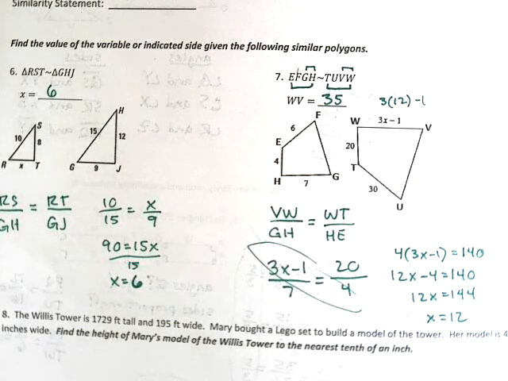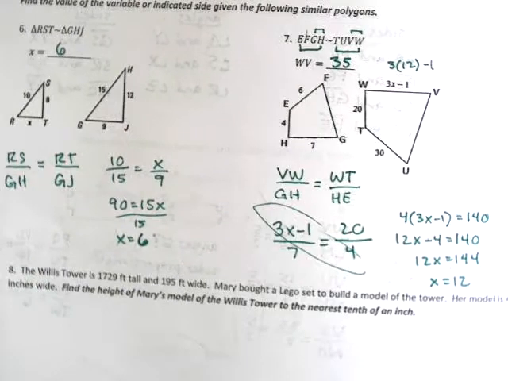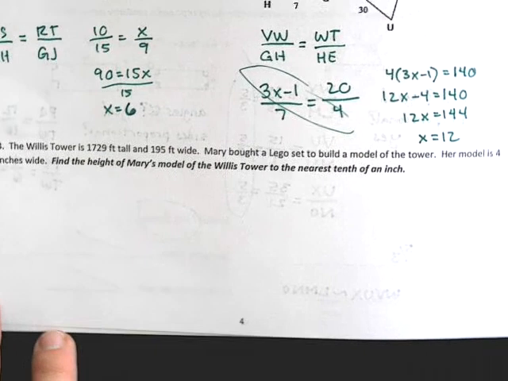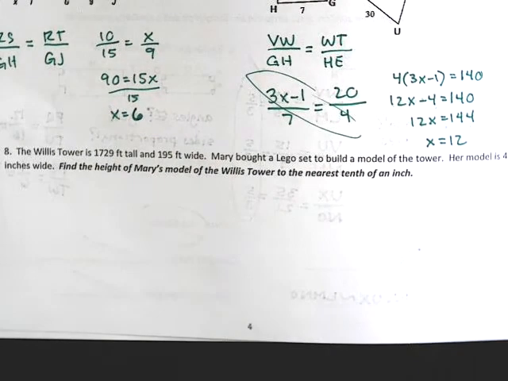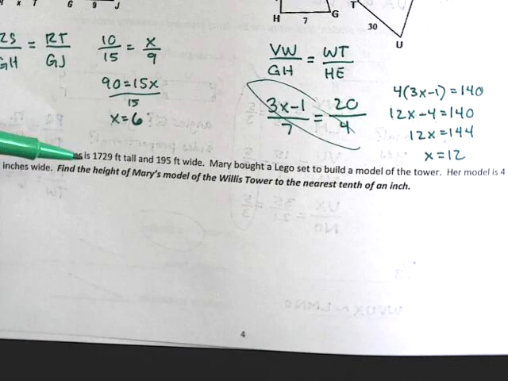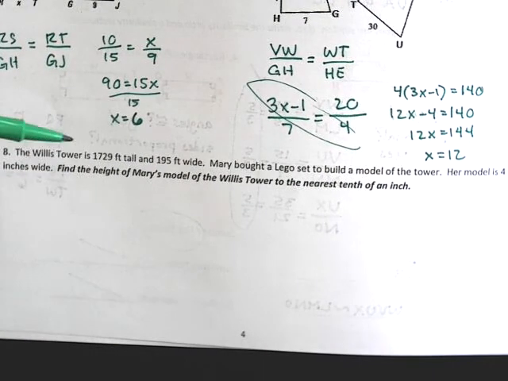Last problem. Thanks for sticking with me. I'm almost done. This one shouldn't be too bad. We have a word problem, and you're going to see some word problems throughout this chapter. You're going to have to figure out how to do these. So let's read through. The Willis Tower is 1,729 feet tall and 195 feet wide. Mary bought a Lego set to build a model of the tower. Her model is 4 inches wide. We need to find the height of Mary's model of the Willis Tower to the nearest tenth of an inch.